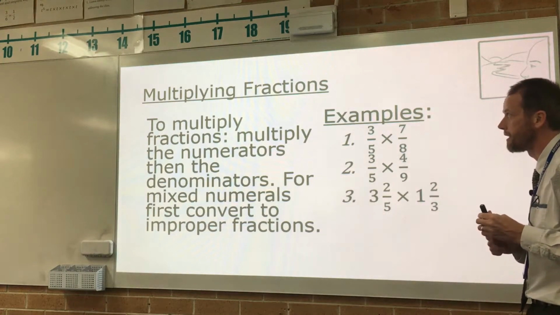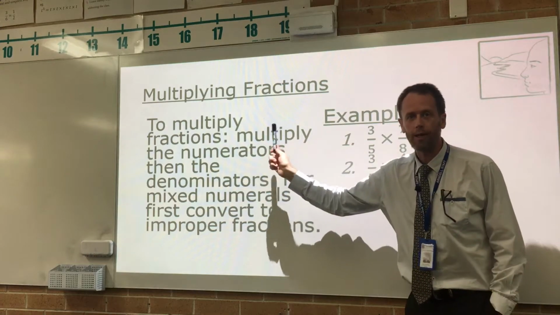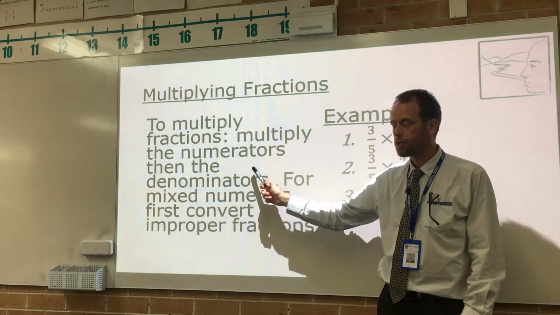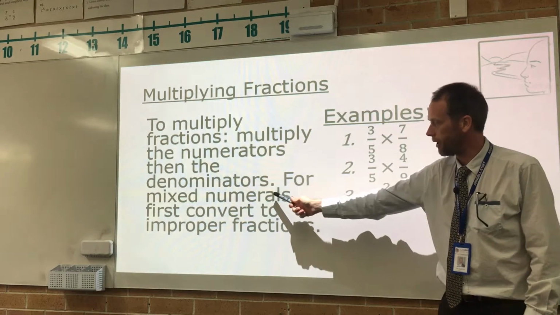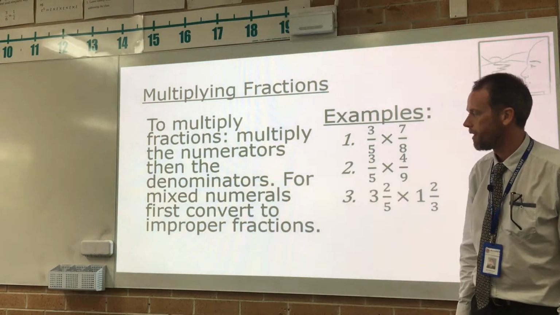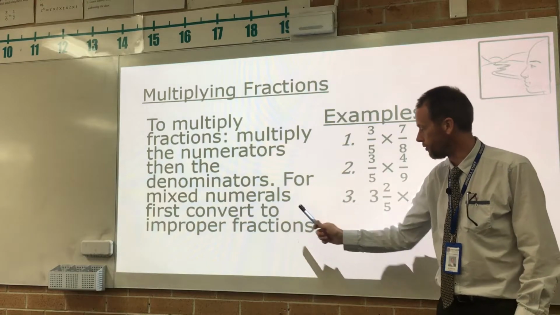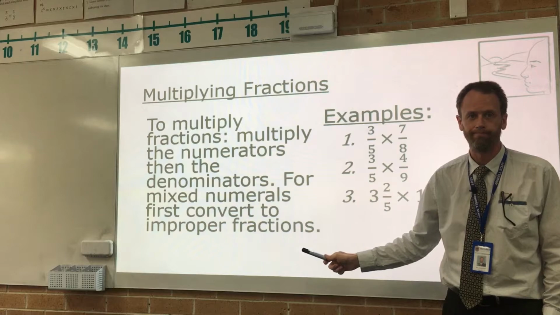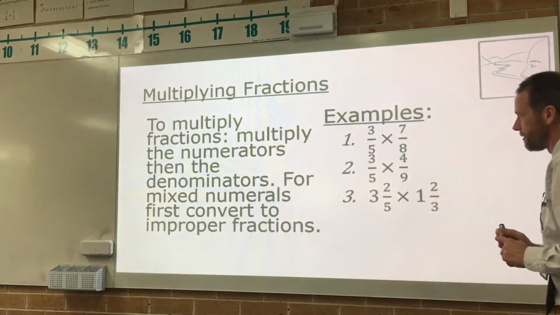Remember that. So to multiply fractions, though, we can give you a shortcut. You multiply the numerators, then you multiply the denominators. However, for mixed numerals, that's like this one, first convert it to an improper fraction. All right, let's have a look at some examples.